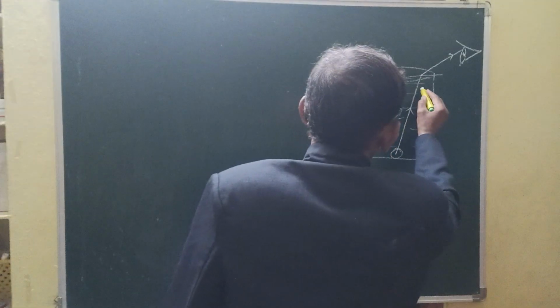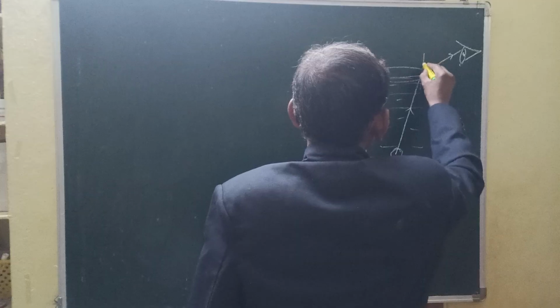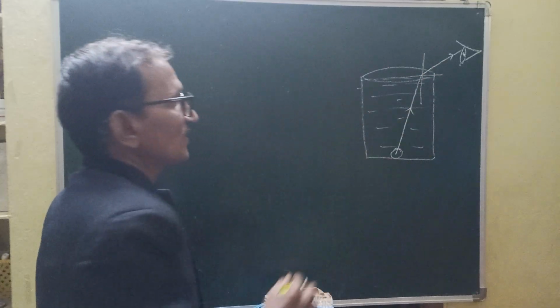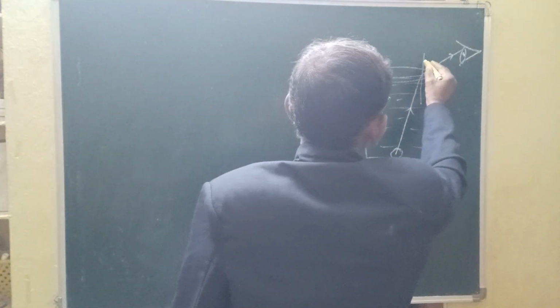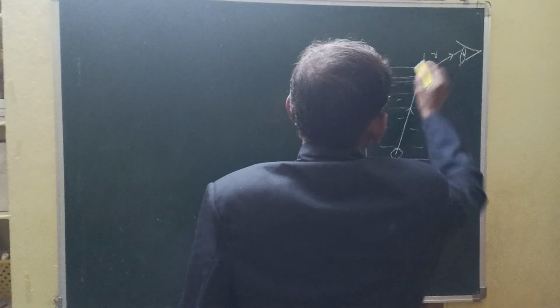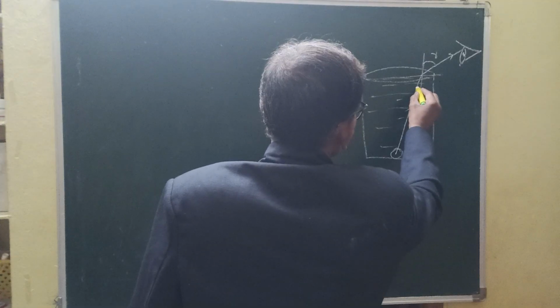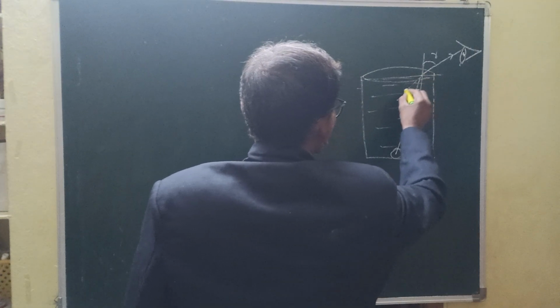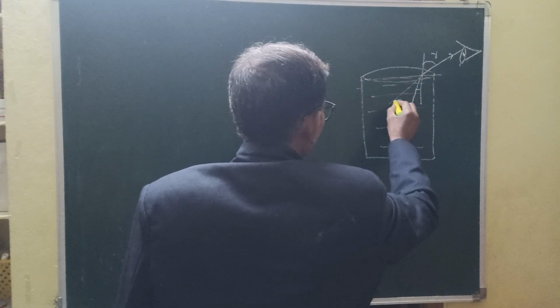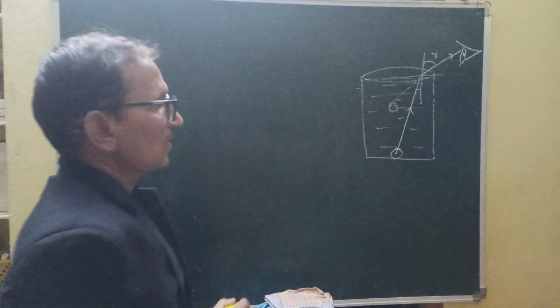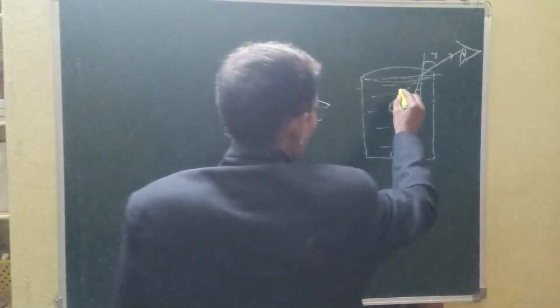If you draw one normal at this point, it is making an angle of refraction greater than the angle of incidence. Now when you observe, the coin appears to be raised a little bit higher.